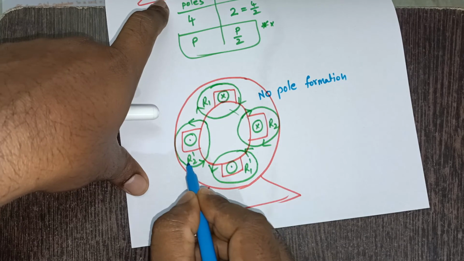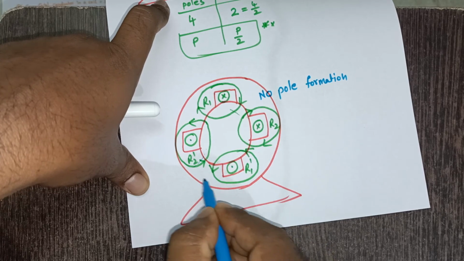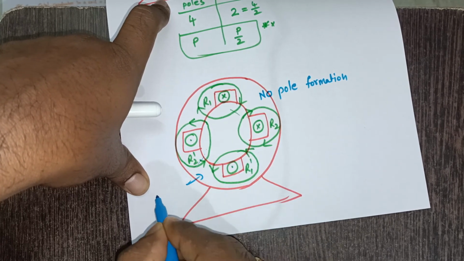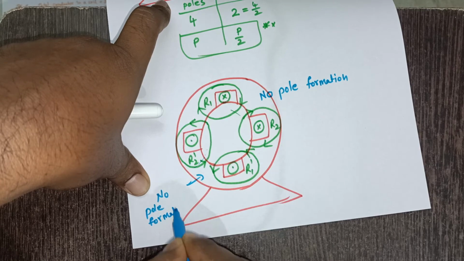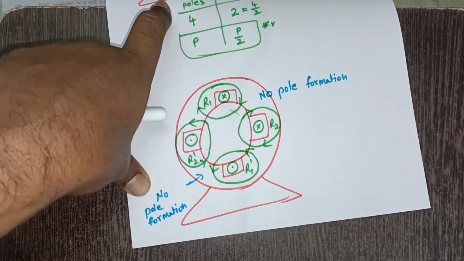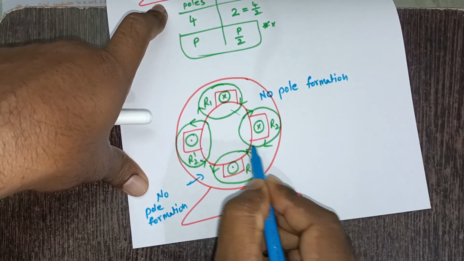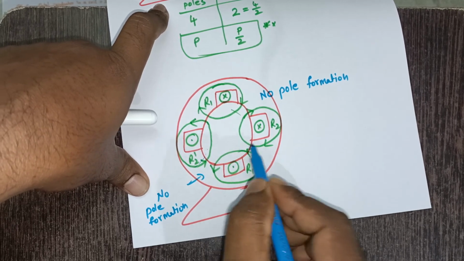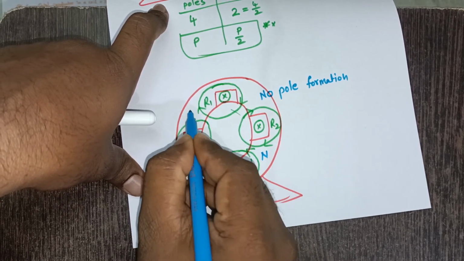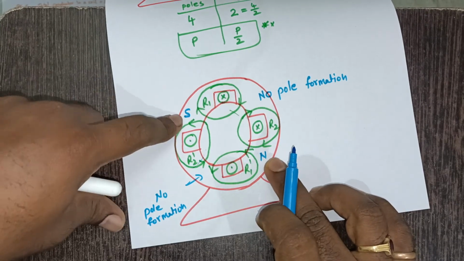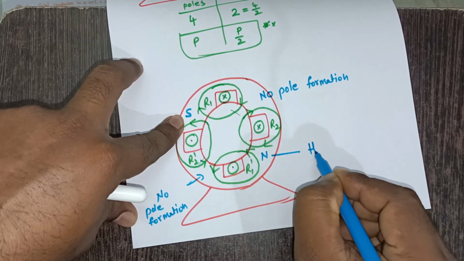And if you observe this side also, the R2 dash conductor flux is flowing in this direction, and the R1 dash conductor flux is flowing in the opposite direction. So here also there is no pole formation. And if you see other regions, here both the flux lines are leaving the core, so we can represent this with north. And here the flux lines are entering into the stator core, so we can represent this with south. As it is forming only two poles, these two poles are not going to have sufficient strength.